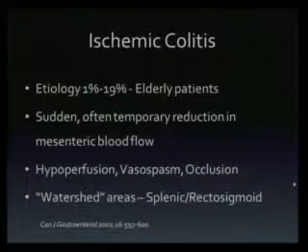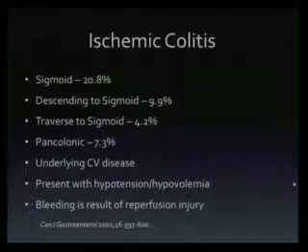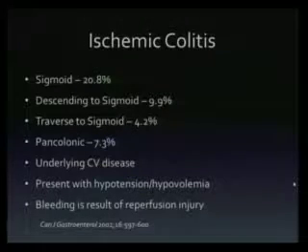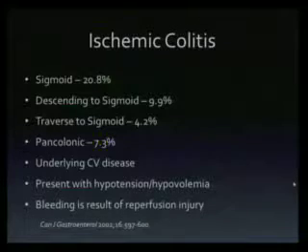However, you have to realize that ischemic colitis can occur anywhere throughout the colon, or it can be extensive throughout the colon. So if you look at the distribution, sigmoid is about 20%, the descending or sigmoid colon about 9%, transverse to the sigmoid colon about 4.2%. The right colon is less, but it's still there. And then in some cases, about 7.3% are pancolonic. Oftentimes, there is an underlying cardiovascular disease process that is present.